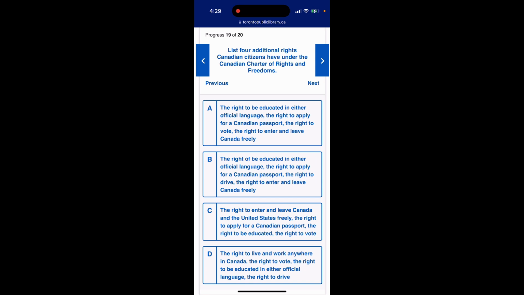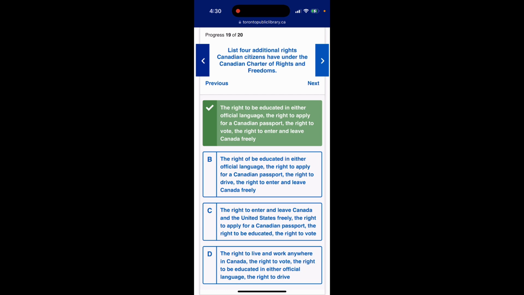Question 19. List 4 additional rights Canadian citizens have under the Canadian Charter of Rights and Freedoms. Option A, the right to be educated in either official language, the right to apply for a Canadian passport, the right to vote, the right to enter and leave Canada freely. Option B, the right to be educated in either official language, the right to apply for a Canadian passport, the right to drive, the right to enter and leave Canada freely. Option C, the right to enter and leave Canada and the United States freely, the right to apply for a Canadian passport, the right to be educated, the right to vote. Option D, the right to live and work anywhere in Canada, the right to vote, the right to be educated in either official language, the right to drive. The answer is option A, the right to be educated in either official language, the right to apply for a Canadian passport, the right to vote, the right to enter and leave Canada freely.